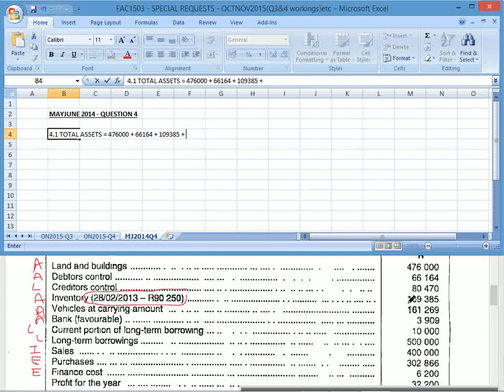385 plus. Vehicles at carrying amount 161269 plus. Bank favorable 3909. Anything else? That's it. Equals an answer. So 2.5 marks for adding up all your total assets. Did we get 816727? Good.